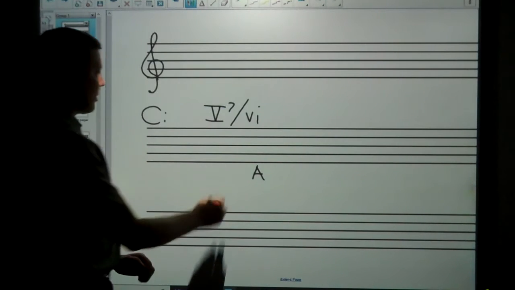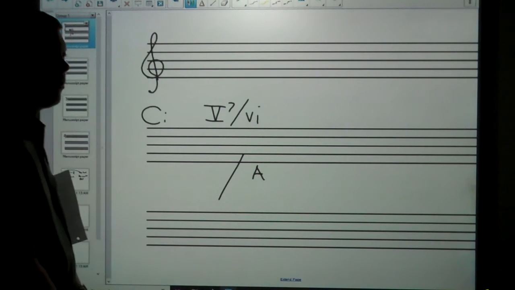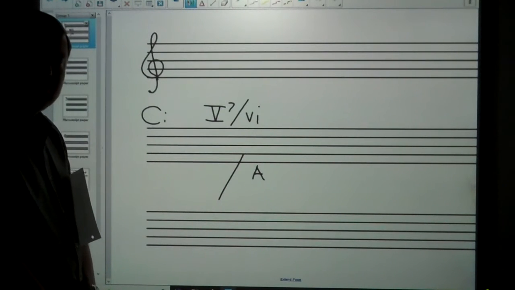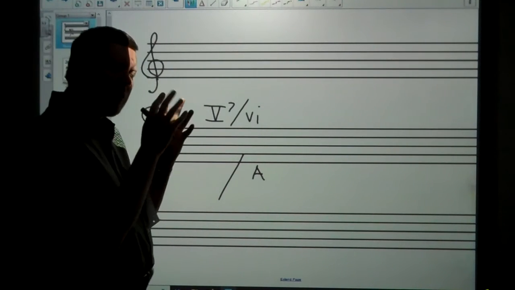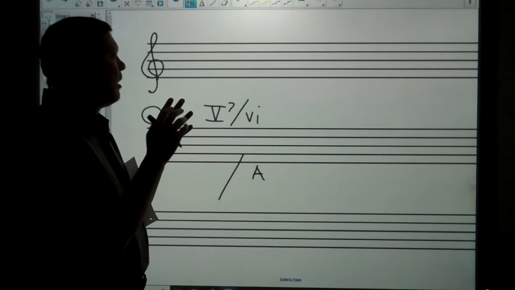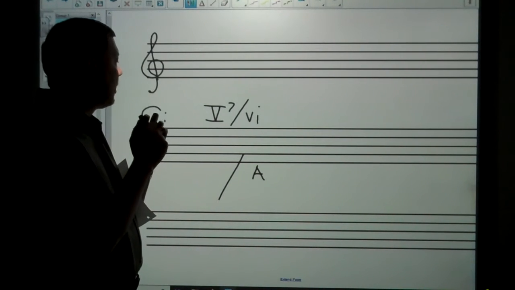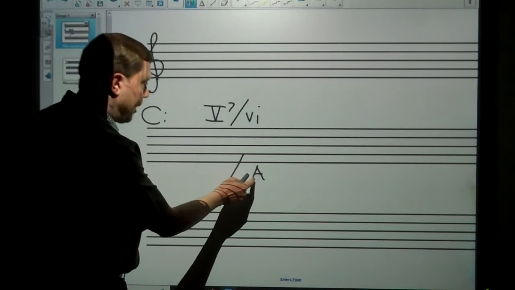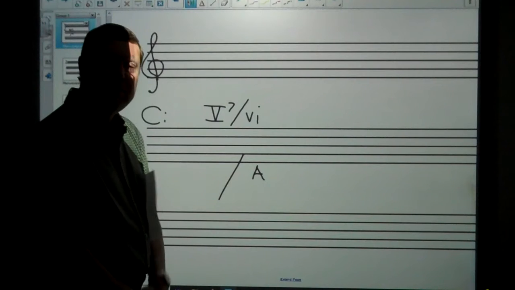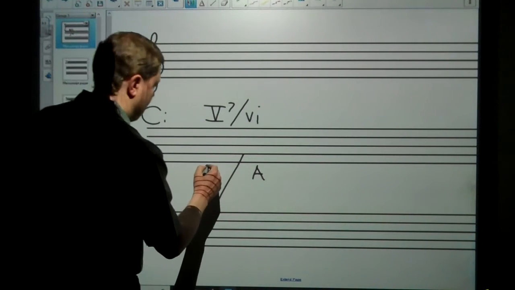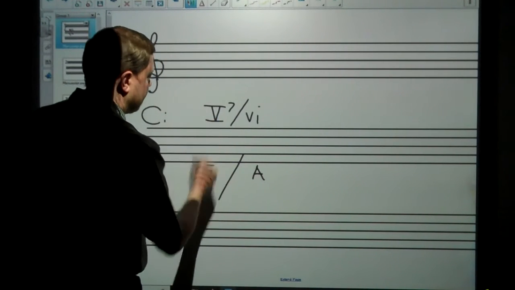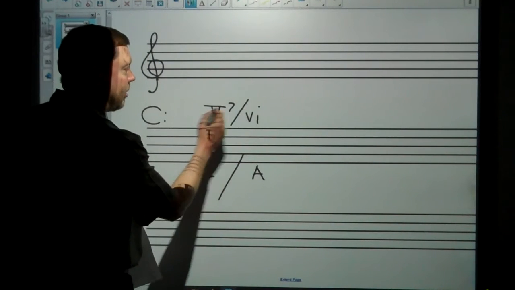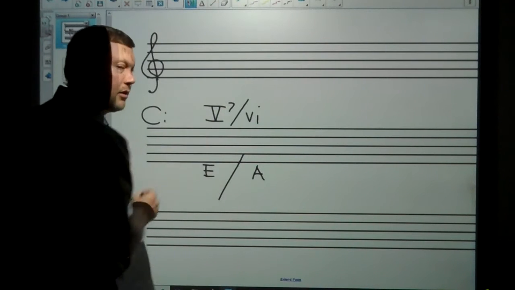Now, let's ask ourselves, what pitch or note would be the dominant of an A? Well, let's pretend we were in A minor for a second. What is the root of a dominant 7th chord if we were in A minor? Well, you go up a 5th from A, and you get the note E. So the root of this chord is going to be E, and this is the chord that we are trying to spell. We are not spelling this chord, we are spelling this chord.